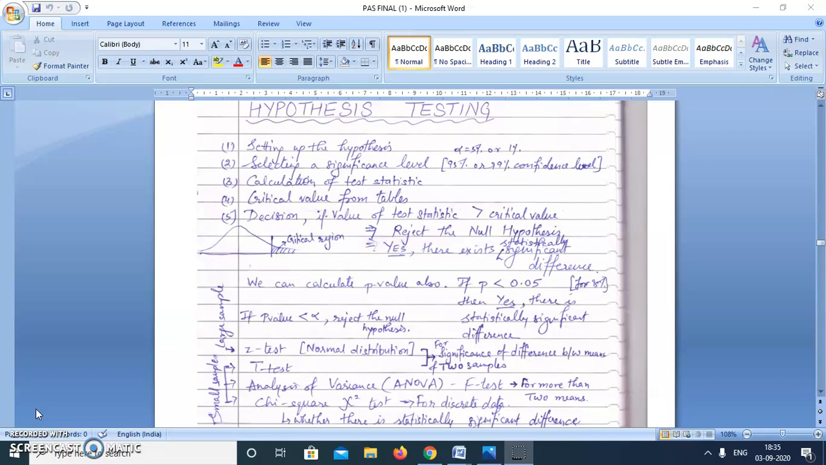Now if the calculated value comes higher as compared to the table value, then we reject the null hypothesis, and the answer is yes. Rejecting the null hypothesis means, since the null hypothesis says there is no difference, that there is a difference. Yes, there exists a statistically significant difference. We'll practice some questions, and you will be able to understand it in a better way.